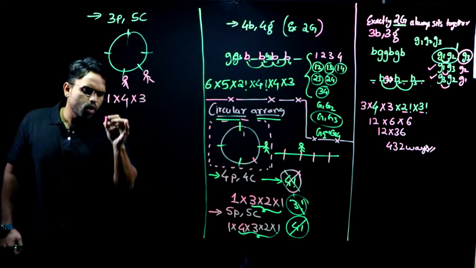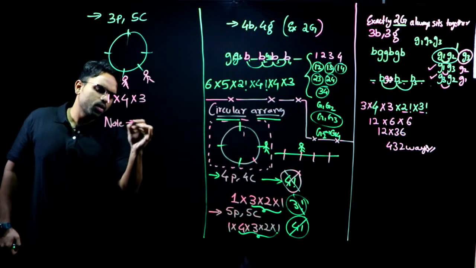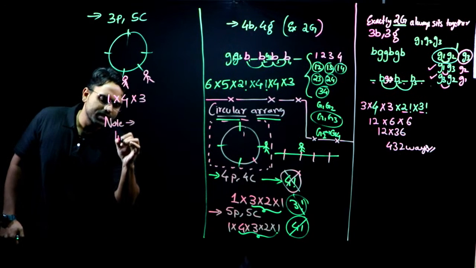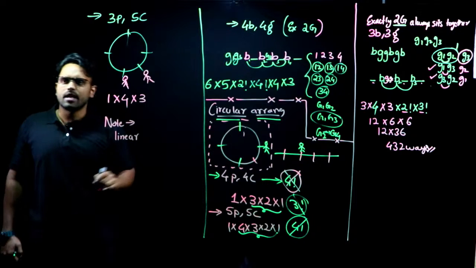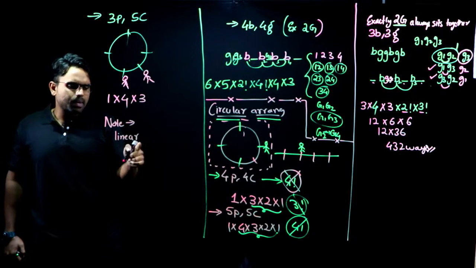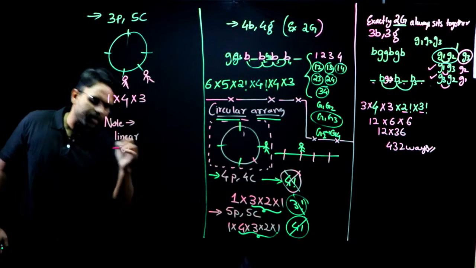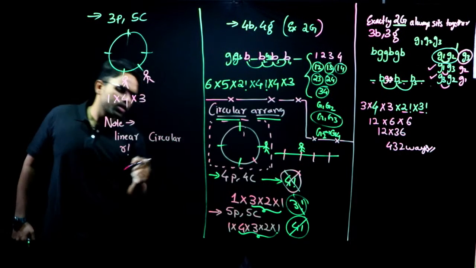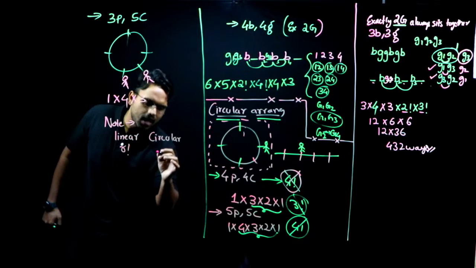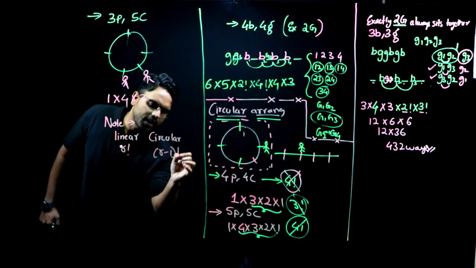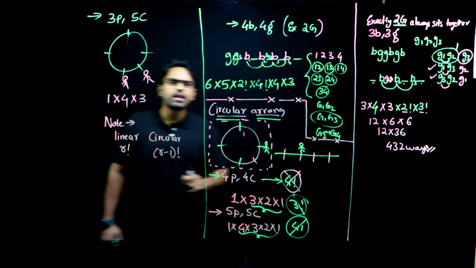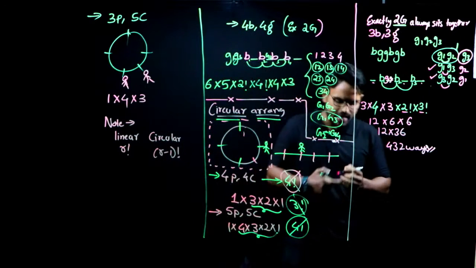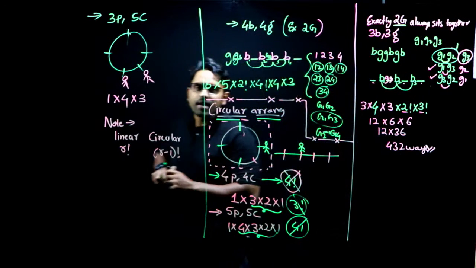So one note that we have to make here: in a linear arrangement, if there are r people and r chairs, it is r factorial. But if it is a circular arrangement, with r people and r chairs, it is (r minus 1) factorial. R minus 1 factorial. Yes, is everyone able to understand?